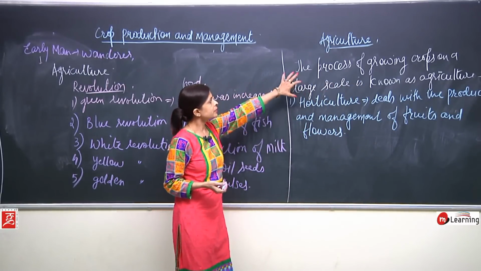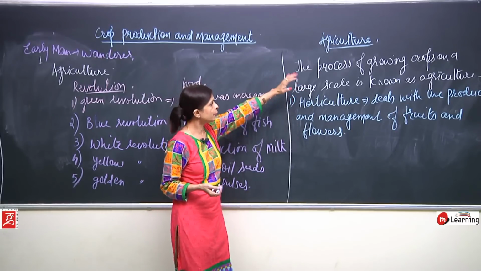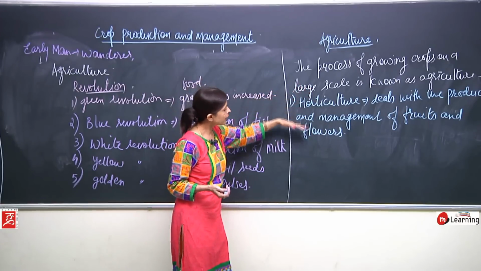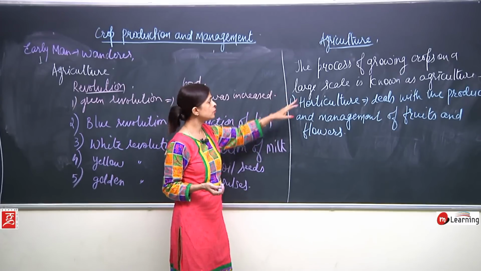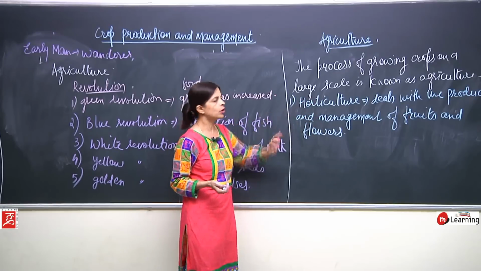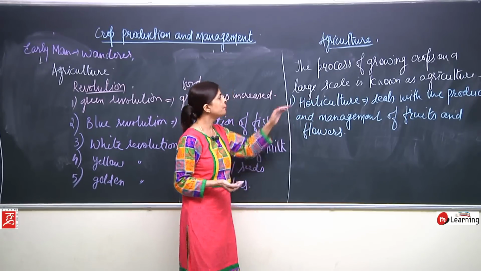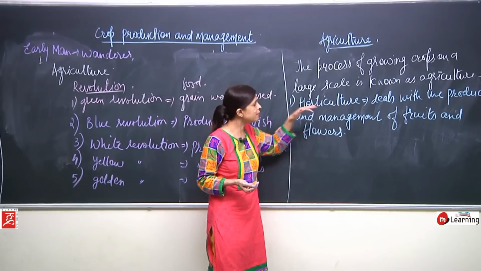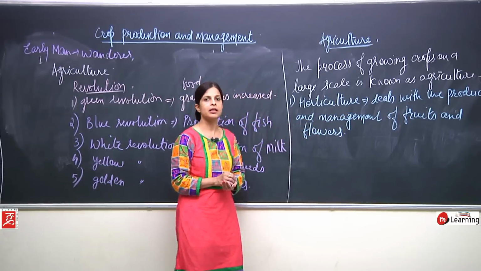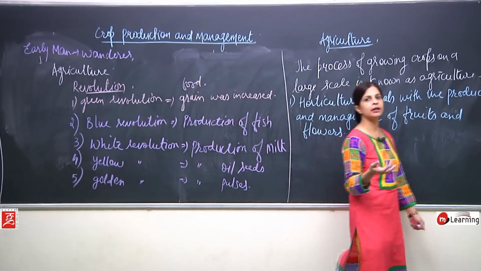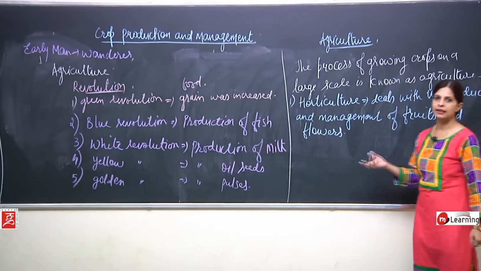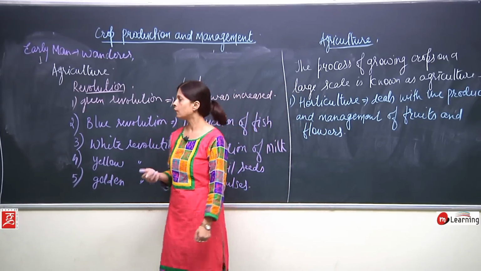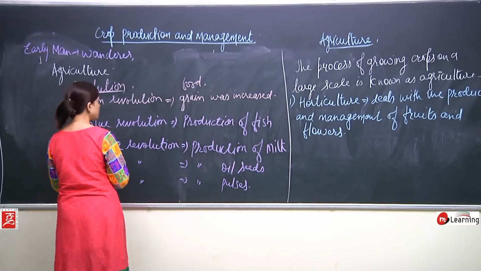Now, I am telling about what is agriculture. We all know the process of growing crops on a large scale is known as agriculture. Now, I am talking about the branches of agriculture. So, to start with, the first is horticulture. You all might have heard it somewhere. Horticulture is the branch of agriculture which deals with the production and management of fruits and flowers. Fruits were obviously in the orchards and flowers were in the gardens. So, fruits and flowers are a very important branch of agriculture.